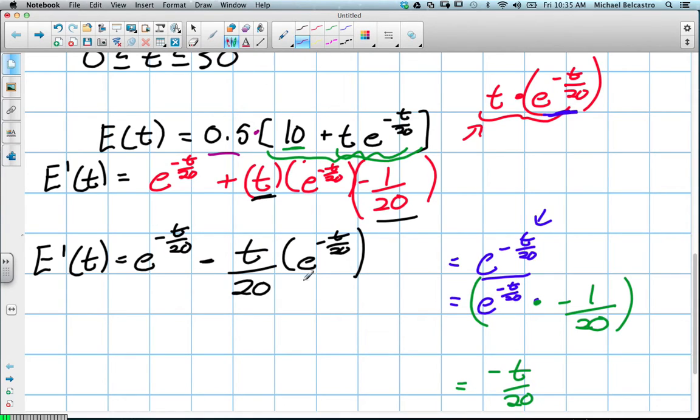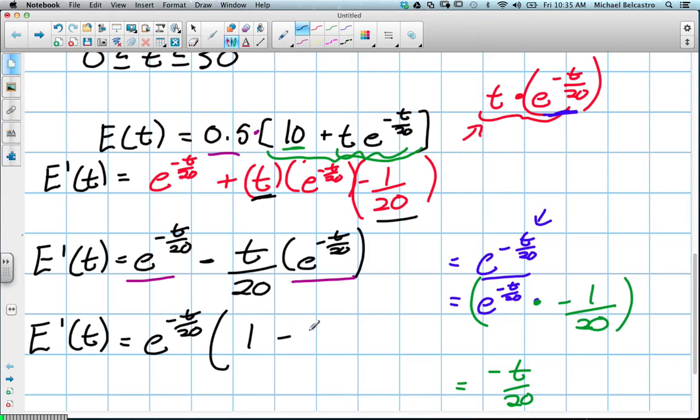If we look now, this value and this value are identical. So because they're identical and in different terms, we can common factor them out. So we're going to common factor out e to the power of negative t over 20, which will leave us with, when we common factor it from here, what value do we get? 1. And when we common factor here, we're only left with minus t over 20. So this is our derivative function with some factoring involved.